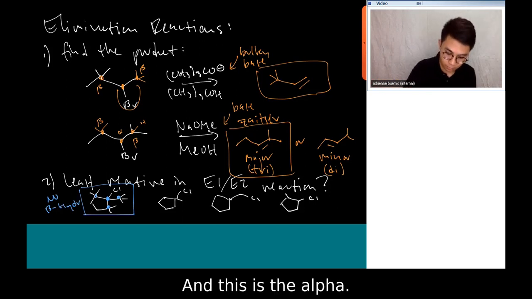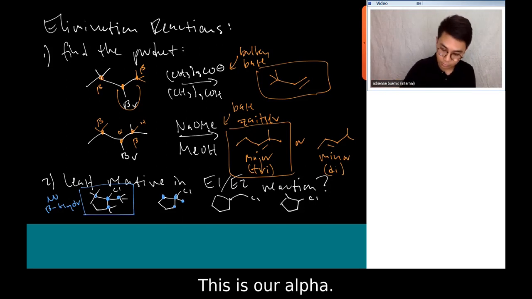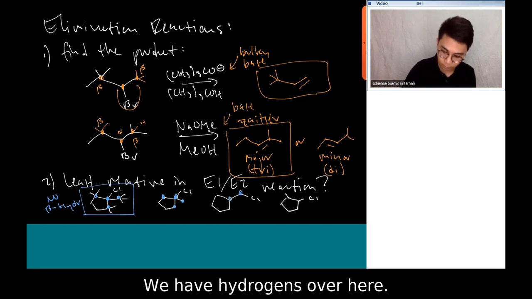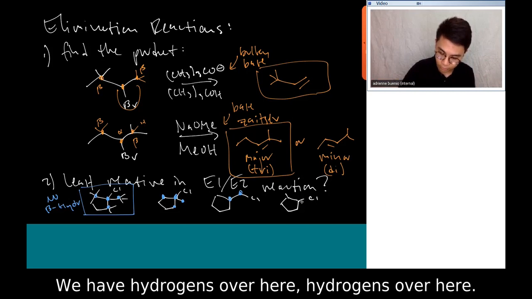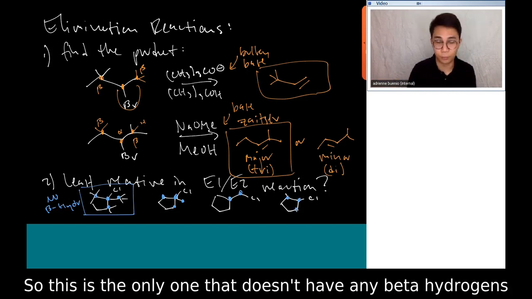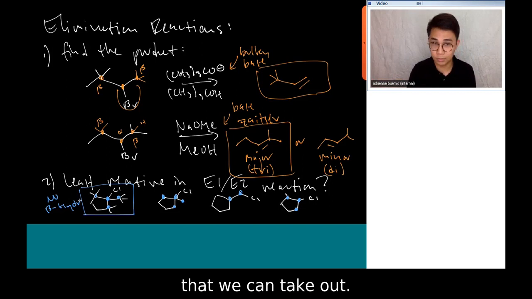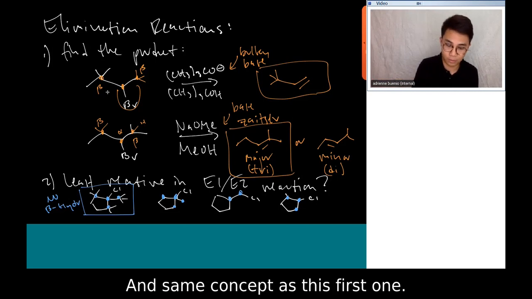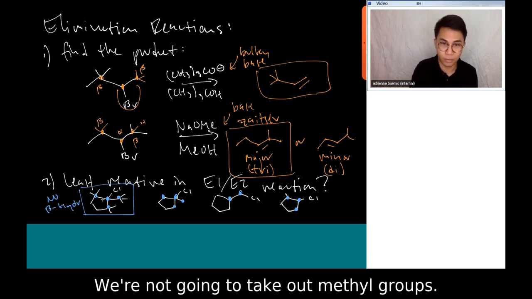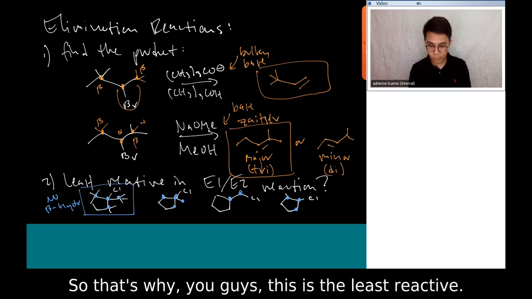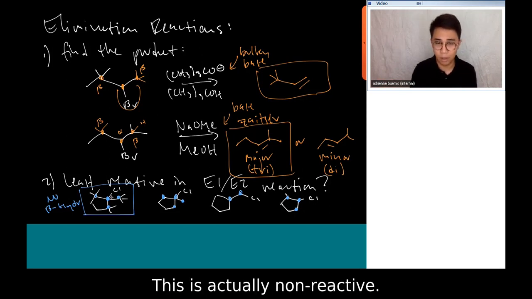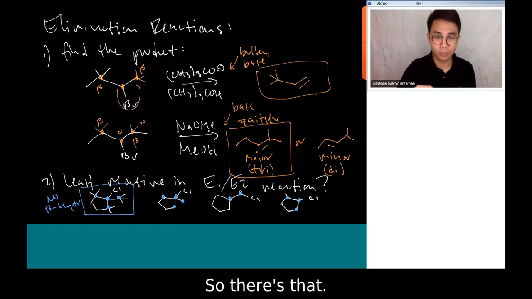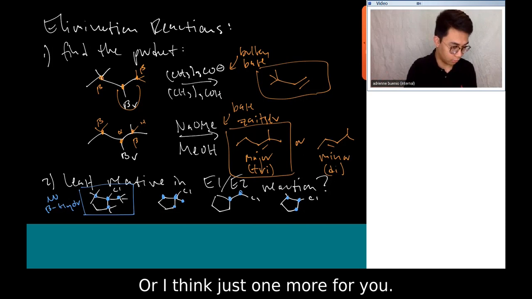And this is alpha. We have beta hydrogens over here, hydrogens over here, hydrogens over here. This is our alpha. We have hydrogens over here. This is our alpha. We have hydrogens over here, hydrogens over here. So this is the only one that doesn't have any beta hydrogens that we can take out. And same concept as this first one, right? We're not going to take out methyl groups, right? So that's why this is the least reactive. This is actually non-reactive, right? So there's that.